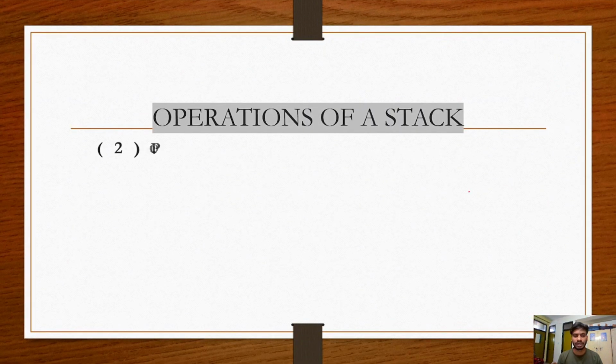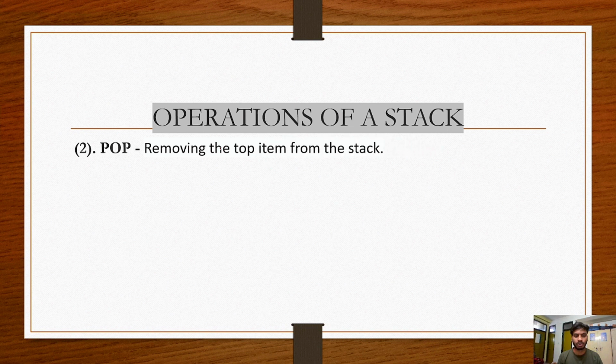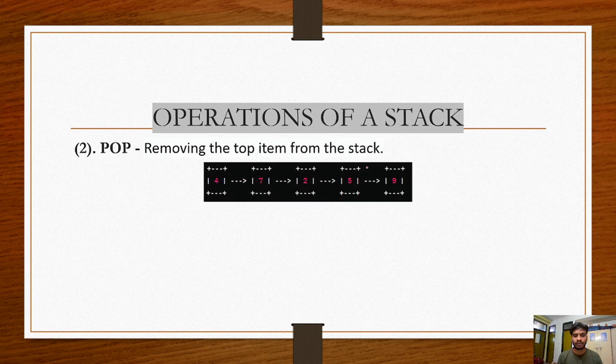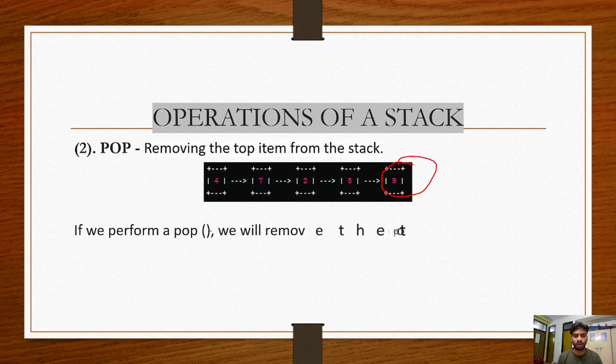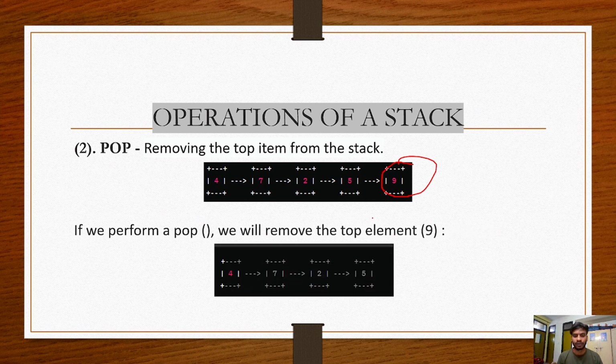The next operation of the stack is pop. Pop means removing the top item from the stack. Like the last element that we added, 9, if we want to remove it, we will remove the top element 9. So after removing, the stack will become 4, 7, 2, and 5. See, we have removed this top element 9 from it.